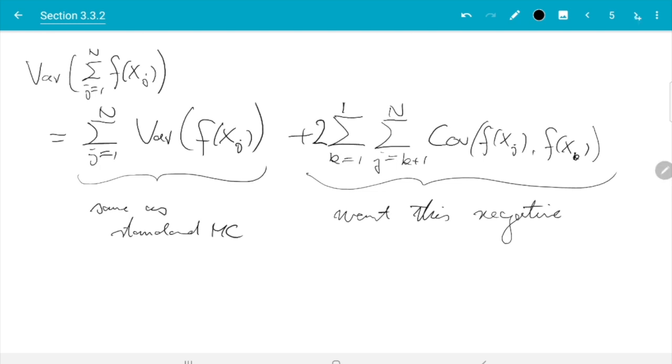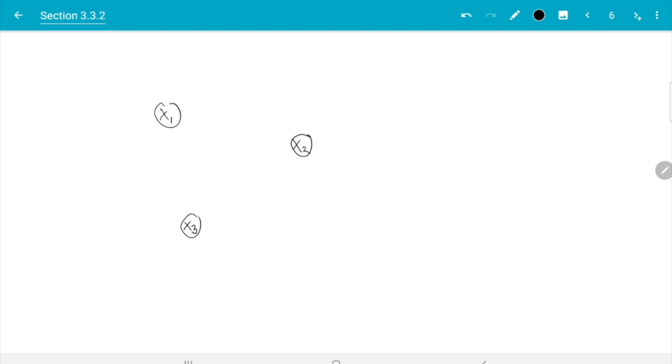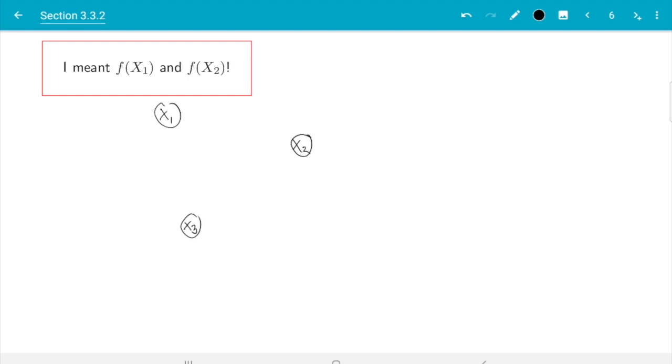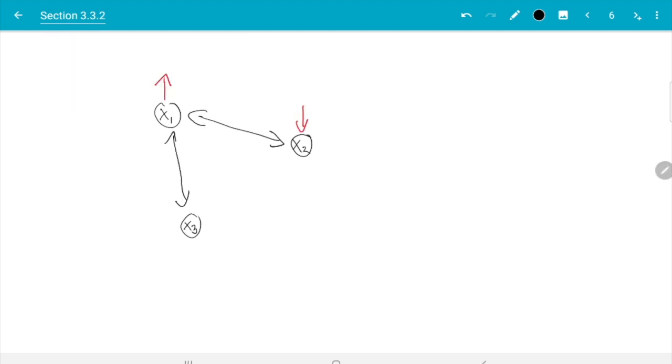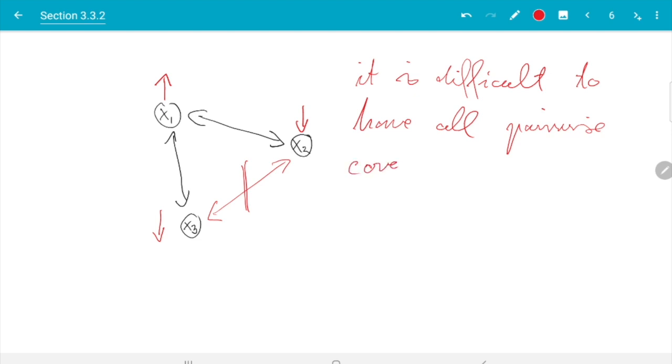And the answer is that is a bit difficult, because if we think, what does it mean the covariance is negative? So if the covariance between f of x1 and f of x2 is negative, that means on average when x1 goes up, x2 goes down. The same holds here, we have all pairs, so we have x1 and x3. Same logic, if x1 goes up, then x3 should go down. And now you see where the clash comes in. If x1 goes up, then x3 and x2 both go down, but they are also meant to be negatively correlated. So we would really like it that if x2 goes down, x3 goes up, but that doesn't work so well. It is difficult to have all pairwise covariances negative at the same time for more than two variables.